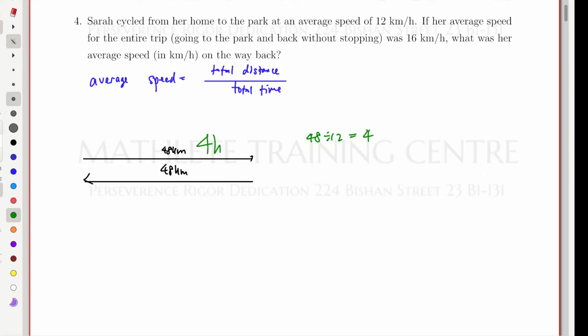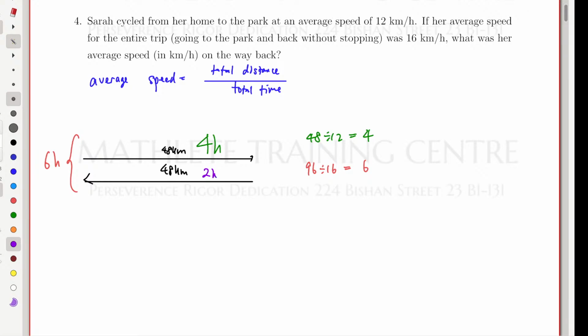What about the time for the total journey? Well, Sarah cycled 96 km for the total journey. So we can do 96 divided by 16. That equals 6. So that means these two parts combined together is actually going to be 6 hours. So therefore, the part that is returned will be 2 hours.